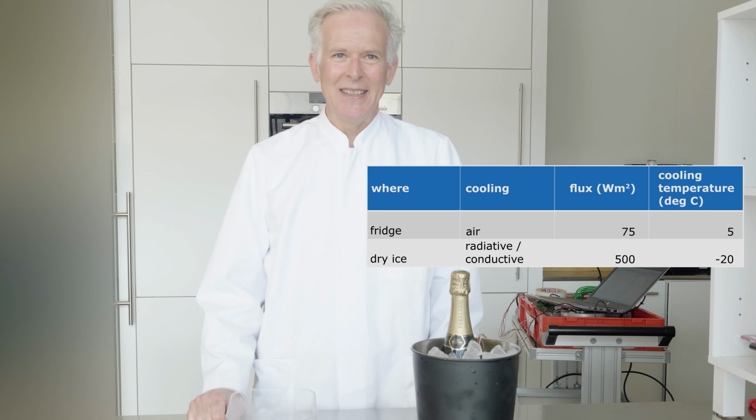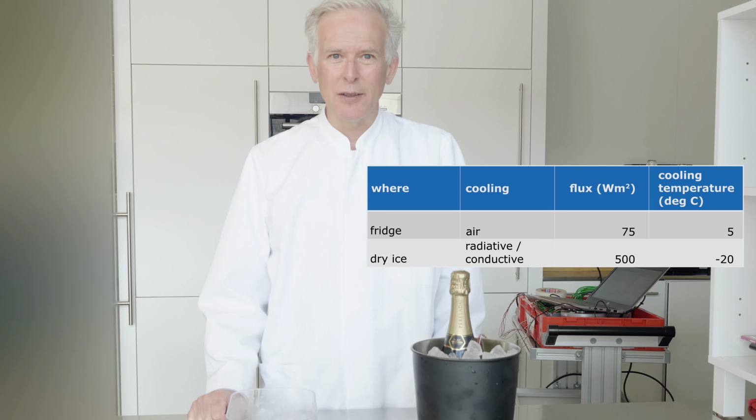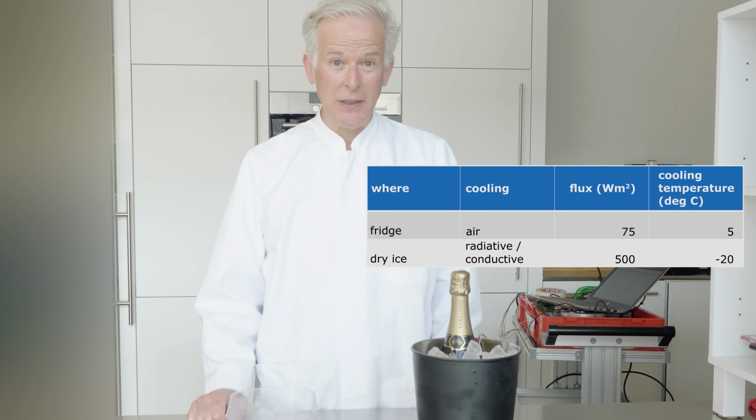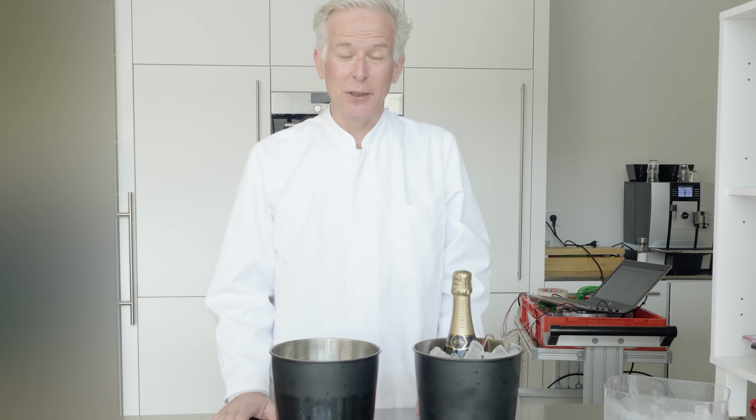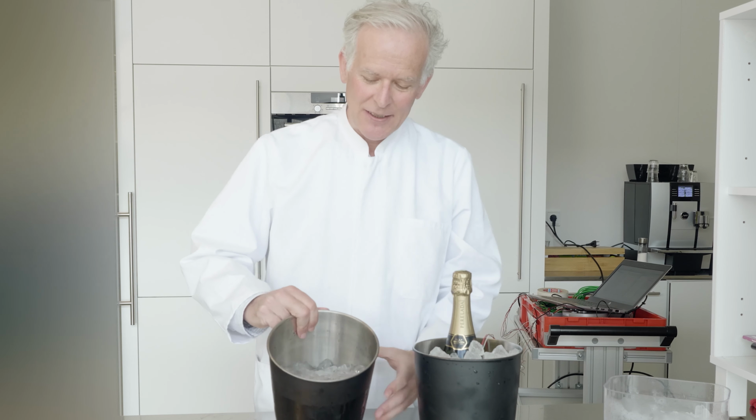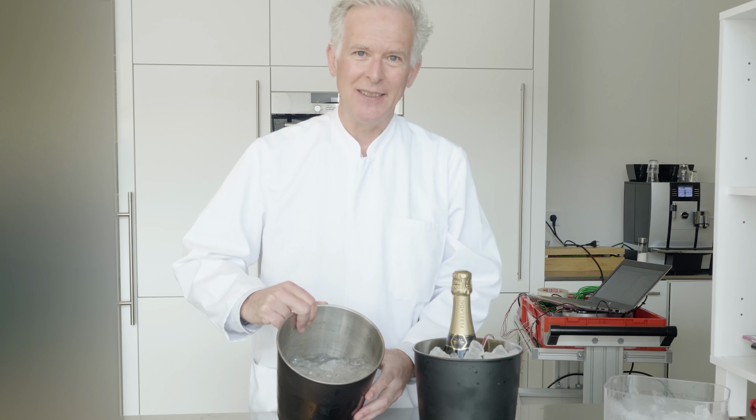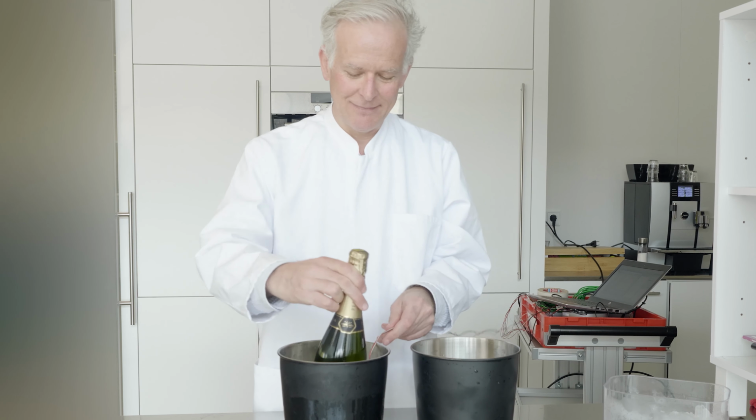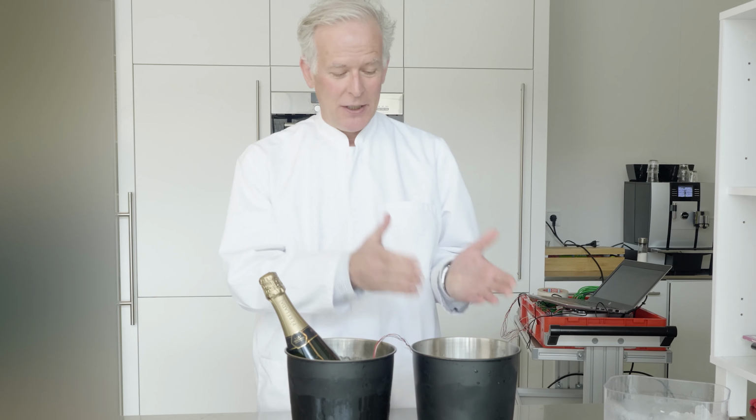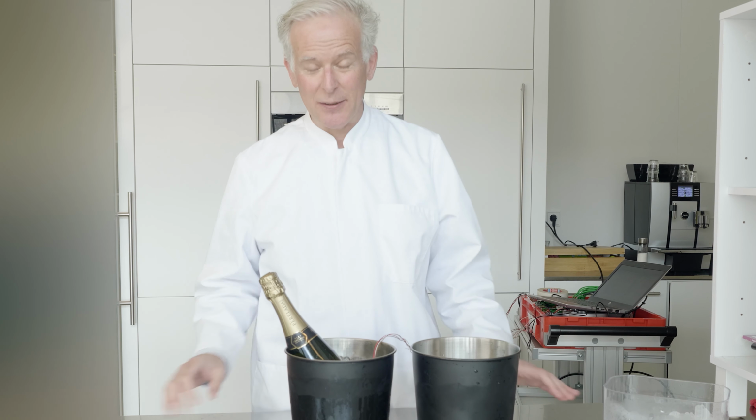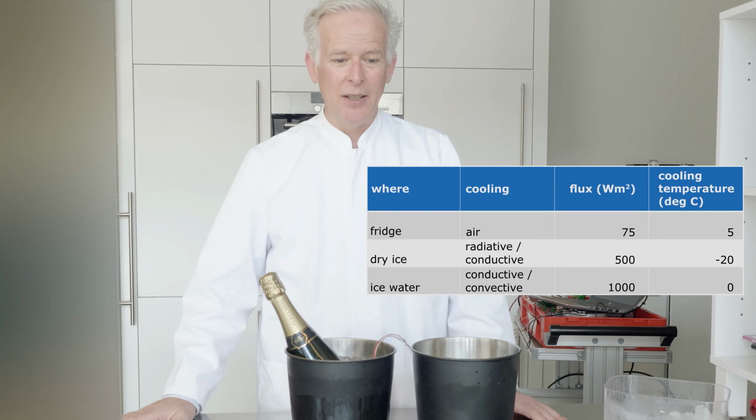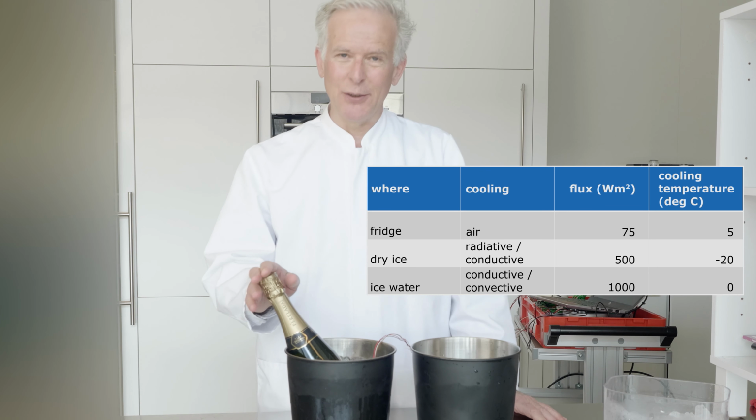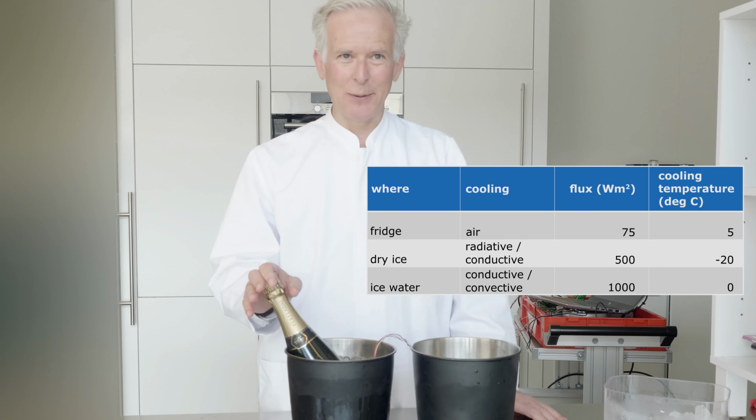Here we measure a 5 times higher heat flux of about 500 watts per square meter. Now, in order to make this work really well, we have a water-filled champagne cooler. And here, from the dry ice to the wet ice, we again win a factor of 2. We measure a staggering 1000 watts per square meter.